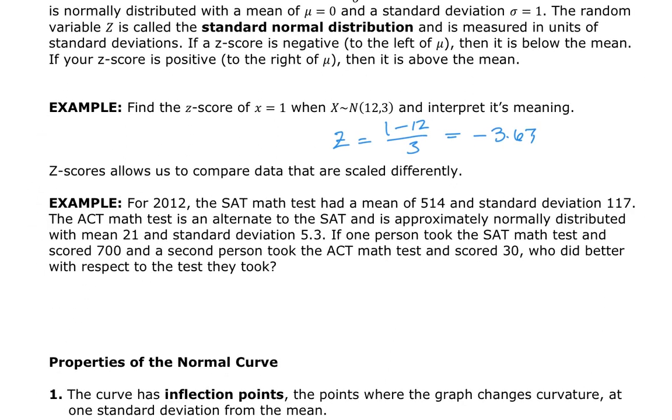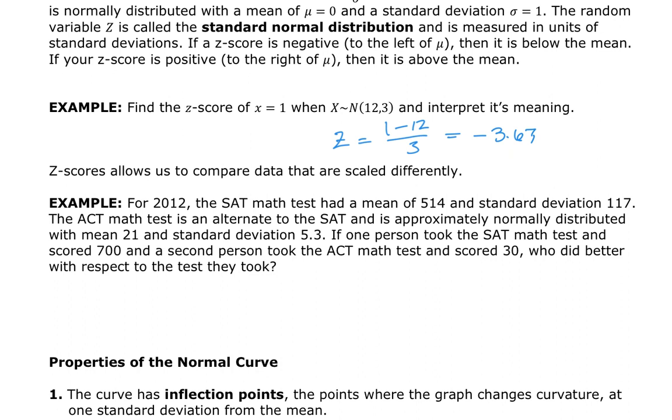If we take a look at this example, for 2012, the SAT math test had a mean across the United States and everywhere else it was taken of 514 and a standard deviation of 117. The ACT math test is an alternative to the SAT and it's approximately normally distributed with a mean of 21 and a standard deviation of 5.3. If one person took the SAT math test and scored 700 and the second person took the ACT test and scored 30, who actually did better with respect to the test they took? The z-scores allow us to determine this kind of information if these are scaled differently, and they are.